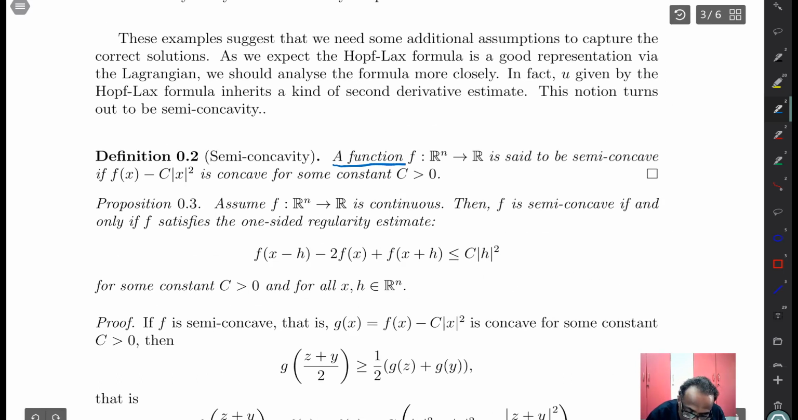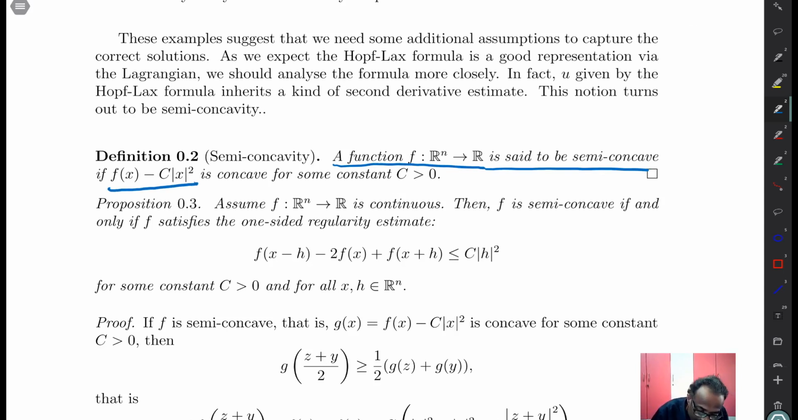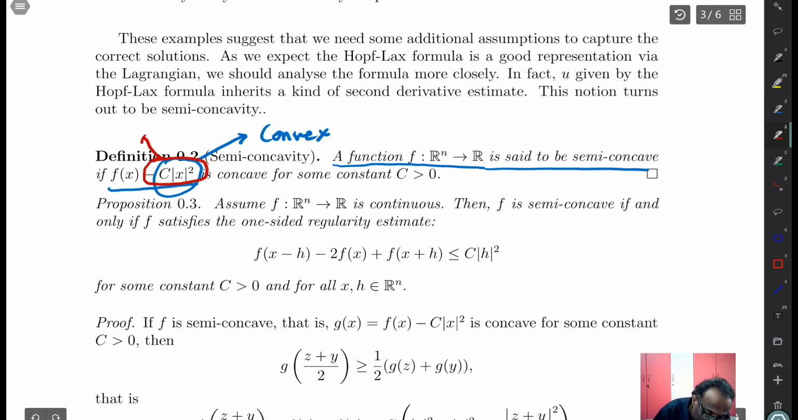Any function f that need not be convex is said to be semiconcave. Look at this function: for c positive, this is convex. But if you add this minus sign, this is concave. So with your function, you are adding a quadratic concave function to make f concave. That may not be the fully motivating thing.